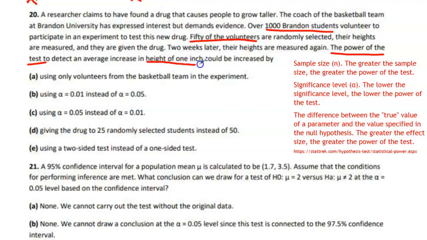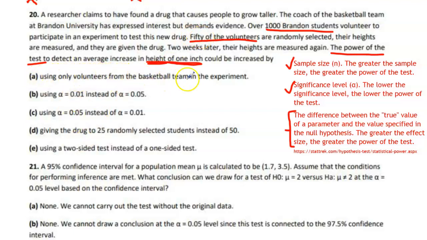So that's the sensitivity that we want for our test. That corresponds to this last part, which is the difference between the true value and the value specified. The difference is height of 1 inch. We can't affect this. In this case, we're looking for this difference. So this is something we can't affect. So the other two things that we can affect are the sample size and the significance level. So the first and easiest way to do it is to increase the sample size. We have 50. Let's try to increase it to 100.